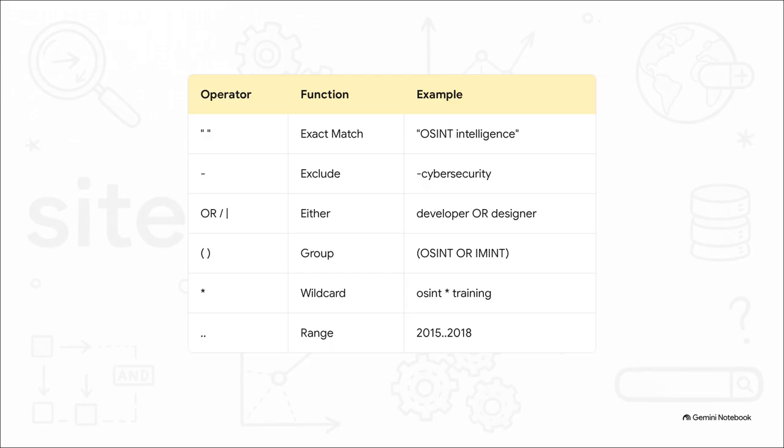Next, the OR operator, which always has to be capitalized by the way, or the pipe symbol, gives you choices. Searching developer OR designer finds pages with either of those terms. Parentheses allow you to group logic together, exactly like you would in an algebra class. And finally, the asterisk acts as a wildcard, while the two dots act as a numeric range.